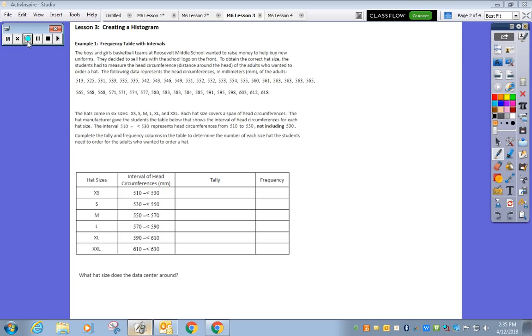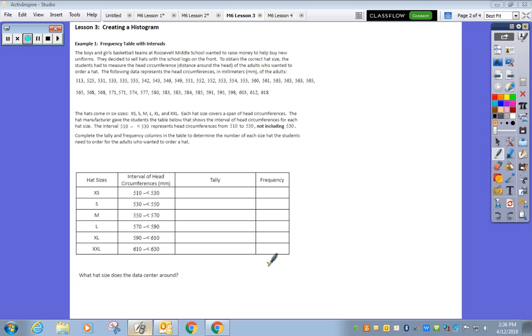It says complete the tally and frequency columns in the table to determine the number of each hat size the students need to order for the adults who wanted to order a hat. So it starts by giving us this frequency table. We'll notice we have our hat sizes here, what head circumferences would fit for each hat size, a tally column, and a frequency column.